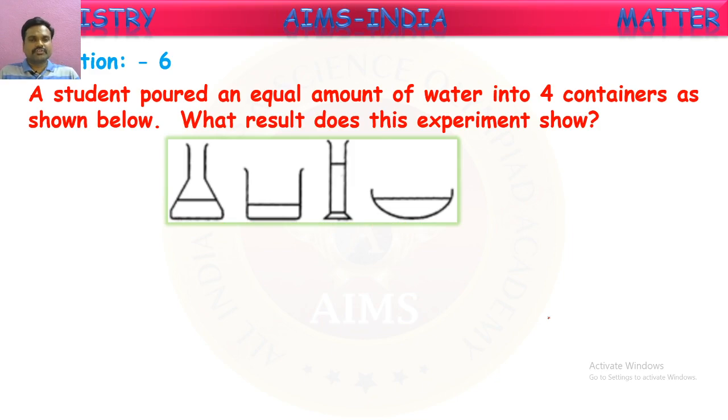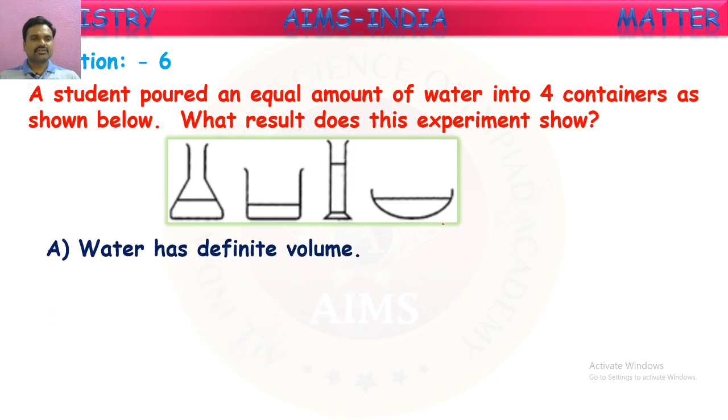The next question is given based upon pictures. A student poured an equal amount of water into 4 containers as shown below. What result does this experiment show? See, the same quantity of water is taken and poured into different containers. One is a conical flask, another is called a beaker. One is a measuring jar and one more is a bowl. In all of these the same quantity of water is poured. Now they are asking what conclusion you can give from this observation. What is the result from this experiment?